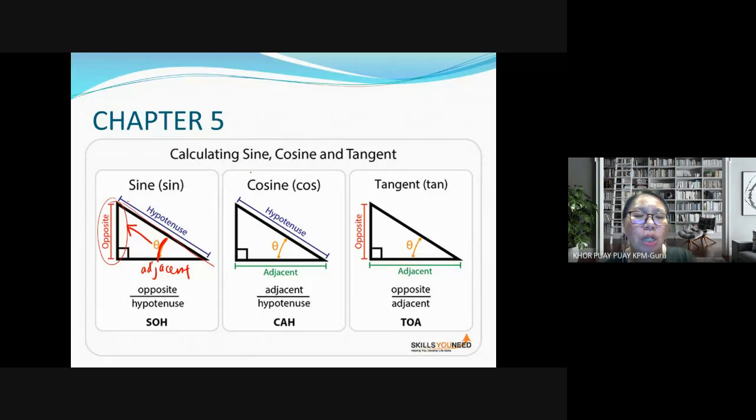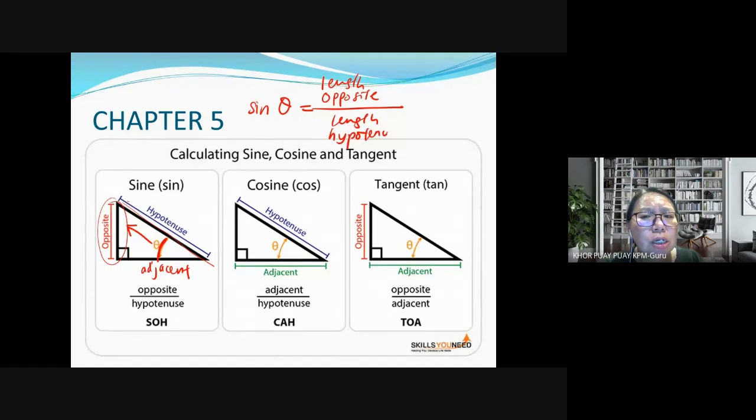Okay, if the question asks to find sine of the angle, what do you do? Look at the length of your opposite, cari panjang, and divide by the length of your hypotenuse. If the question doesn't tell you the length in cm, then you must find it using Pythagoras theorem. Remember the Pythagoras theorem formula is in your exam paper. Use that formula if you don't know how to find the length of your right angle triangle. Okay, right.